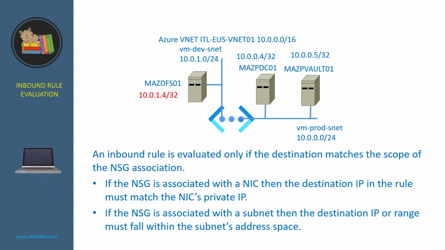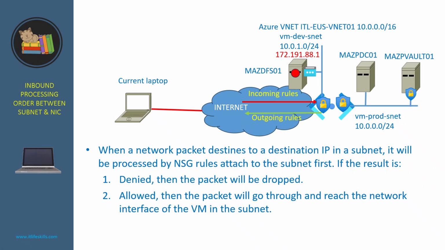To configure inbound rules correctly, we need to understand inbound rule evaluation. As you know, an inbound rule is evaluated only if the destination matches the scope of the NSG association. If the NSG is associated with a NIC, then the destination IP in the rule must match the NIC's private IP. If the NSG is associated with a subnet, then the destination IP or range must fall within the subnet's address space.